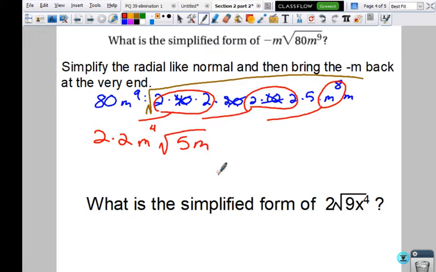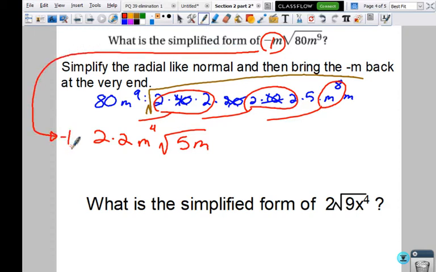But you guys remember that negative m that was at the very beginning up here? Does it take that m away? It doesn't take the m away, because what number is really in front of this? A 1. So that's really a negative 1 times an m. We're going to bring it back at the very end now.